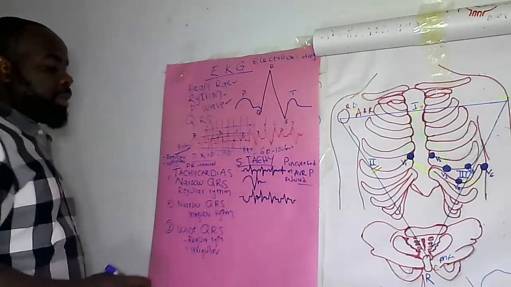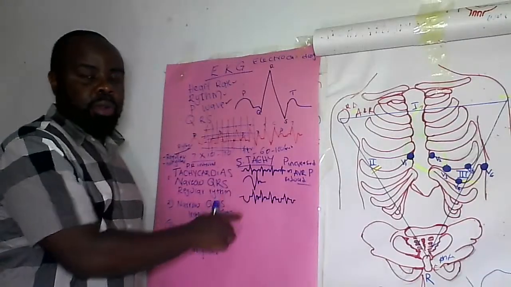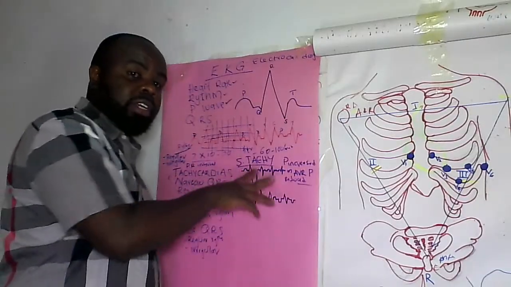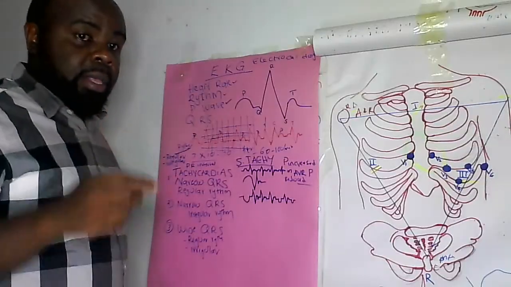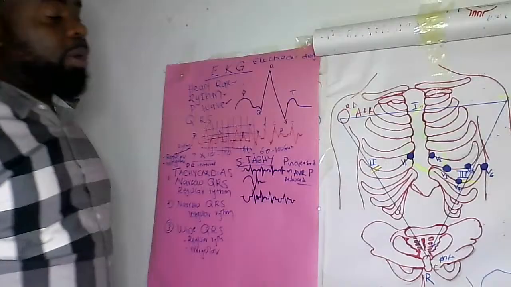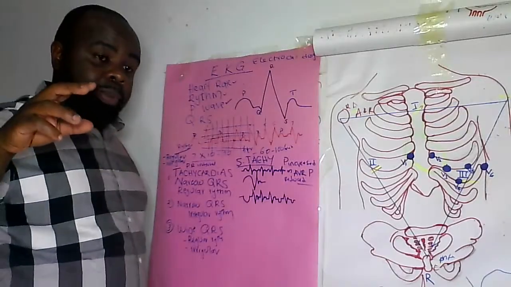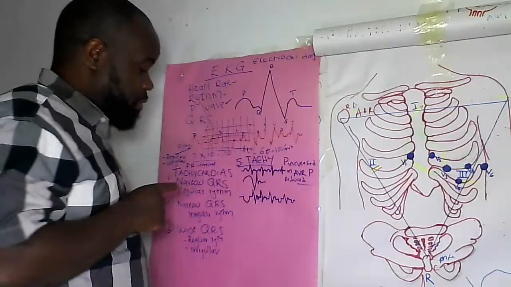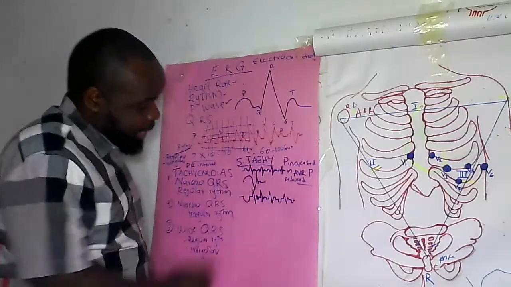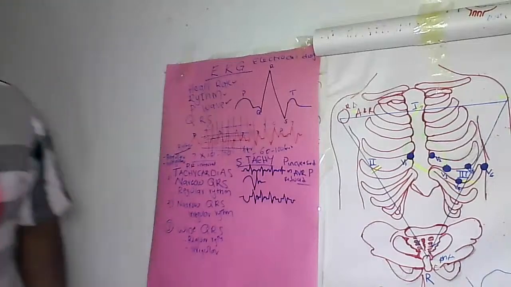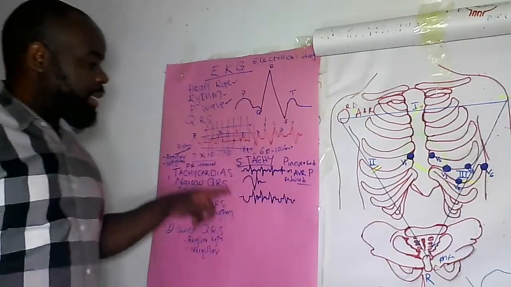You find the P wave has a deflection. Now you have looked at your strip so well, but the P wave, and you know the P wave we are talking about is atrial depolarization, is deflected down instead of up. Why is the P wave deflected down instead of up?